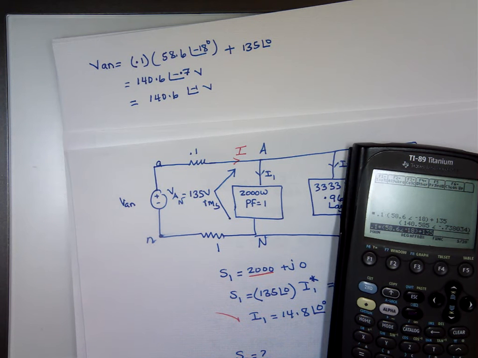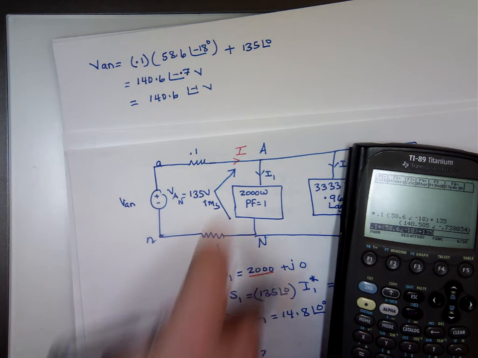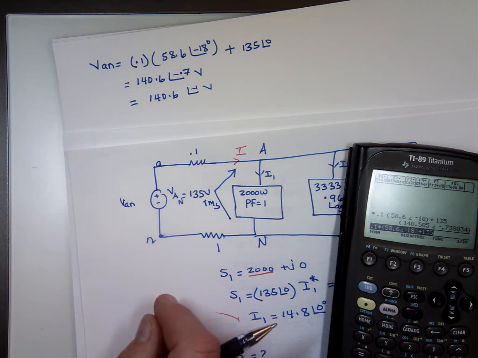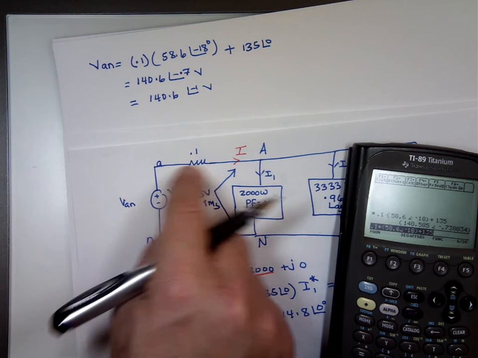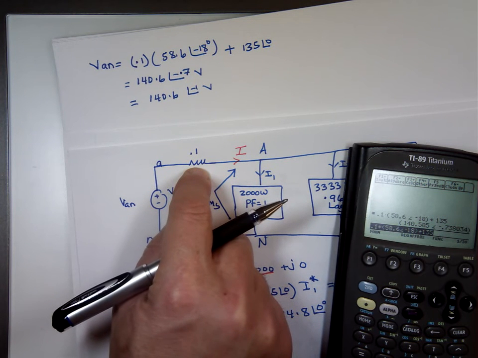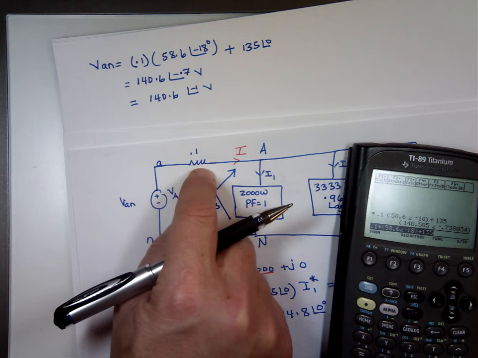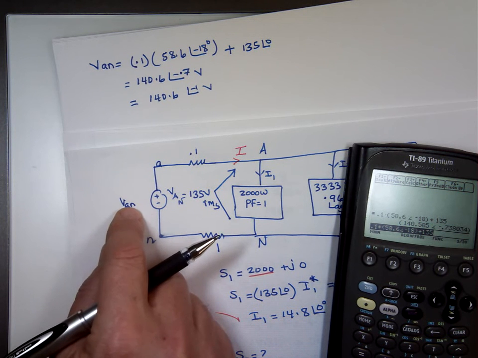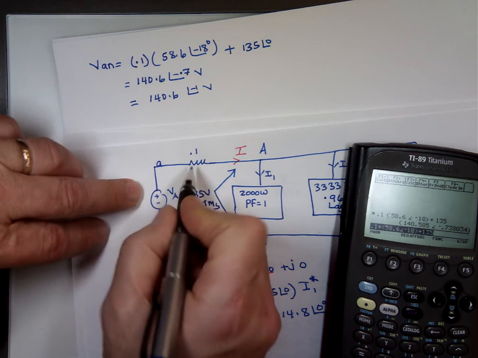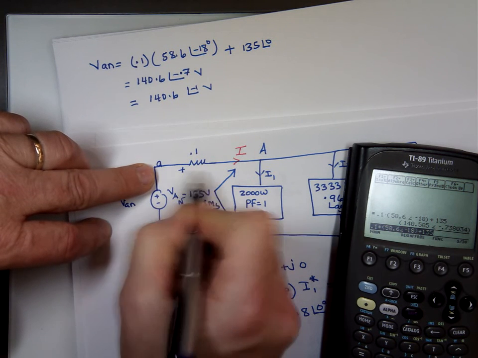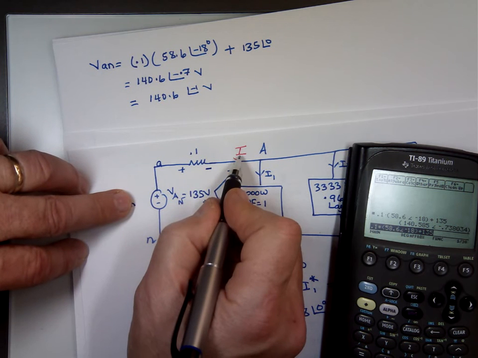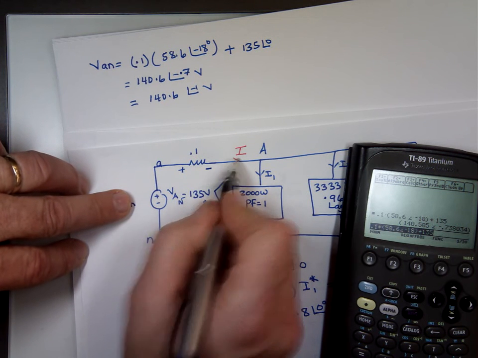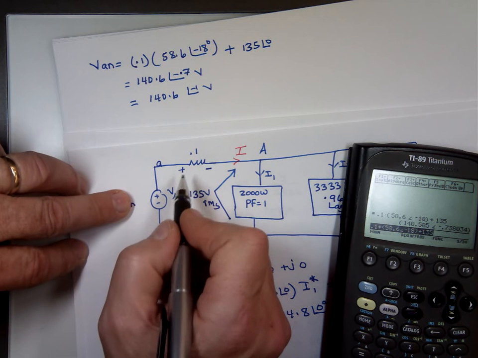Why do we add 135? The current through the 0.1 resistor is 58.6 angle negative 18, and the source voltage isn't the same angle. I'm looking for that value, so that's why it's negative 1. We know the current going through this, so there's a voltage drop here plus to minus, and its value is 0.1 times I. You multiply I by 0.1, and that will give you that value. Then add to it the 135.